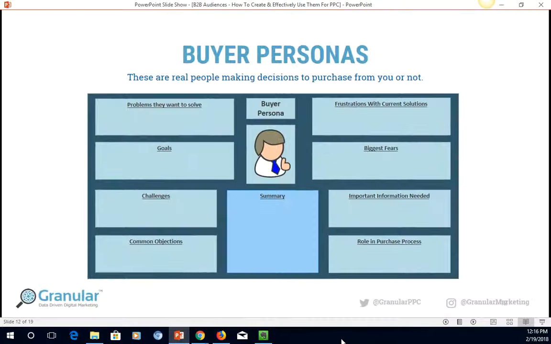But you don't want to just stop at firmographics because after all, you're dealing with real people. You want to sketch out your buyer personas. And these real people, they're making decisions to purchase from you or not. They have emotions just like everybody else. And they're responsible for these decisions. And so you want to map out your buyer personas and really dig deep into who these people are, what makes them tick. You can see I've got some characteristics here. Things like problems they want to solve and goals and challenges and even common objections that they might have to your solution, so that you can address those in your advertising and your content as well.